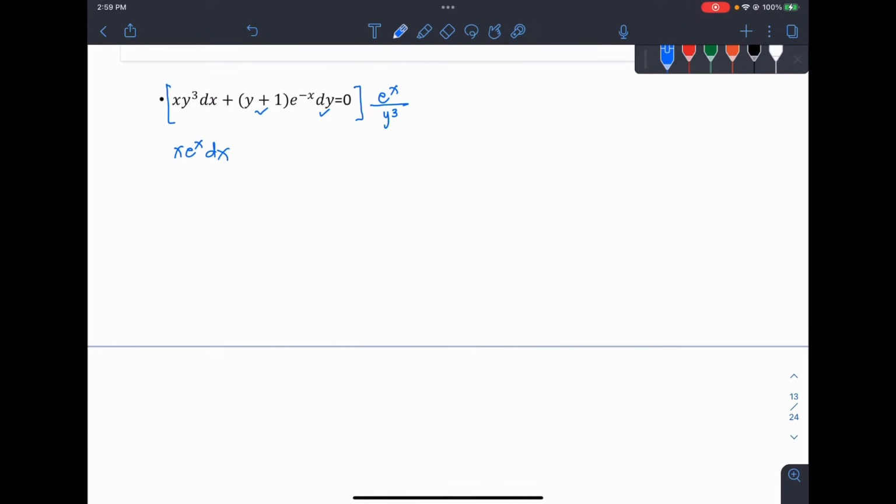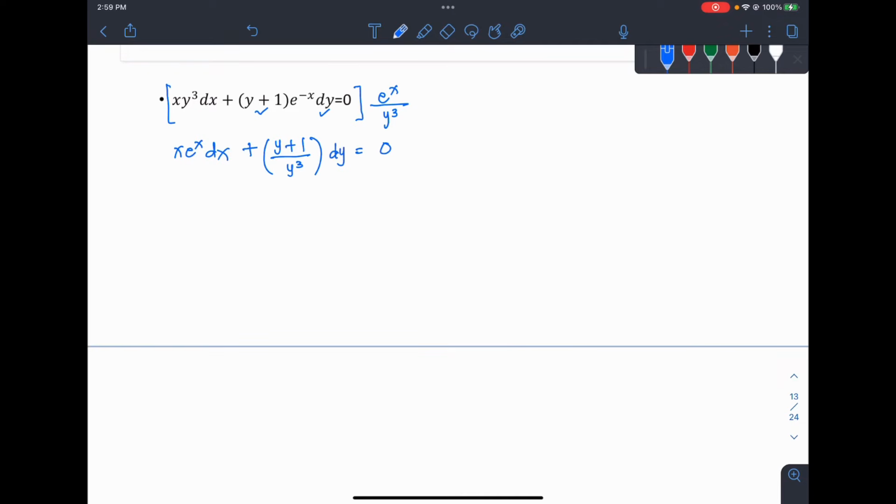And then for y, we have plus y plus 1 all over y cubed. So e raised to negative x times e raised to x, that will be e raised to 0, which is 1. Then the whole thing is multiplied with dy is equal to 0. Okay.